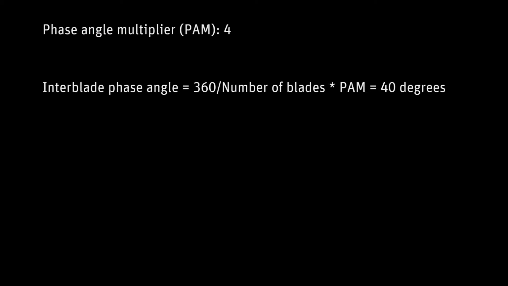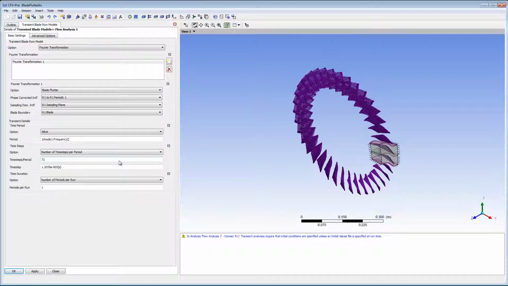We want to set the number of time steps to be some integer value multiplied by 360 degrees divided by 40 degrees, which equals 9. 72 is an integer value of 9. 72 is also convenient since it is twice the number of blades. The periods per run I will set to 10.